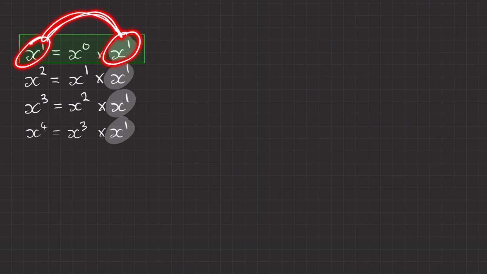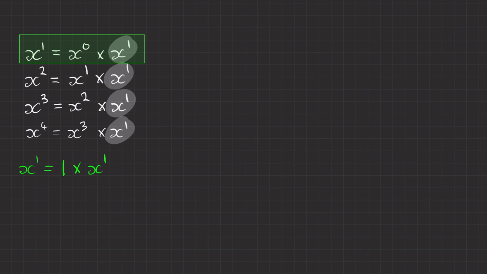But there's only one number we can multiply to x to the power of 1 in order for this to be true. We must have x to the power of 1 equals 1 multiplied by x to the power of 1. Therefore, looking at this, x to the power of 0 must equal 1 in order for this to be true. So therefore, x to the power of 0 must equal 1.